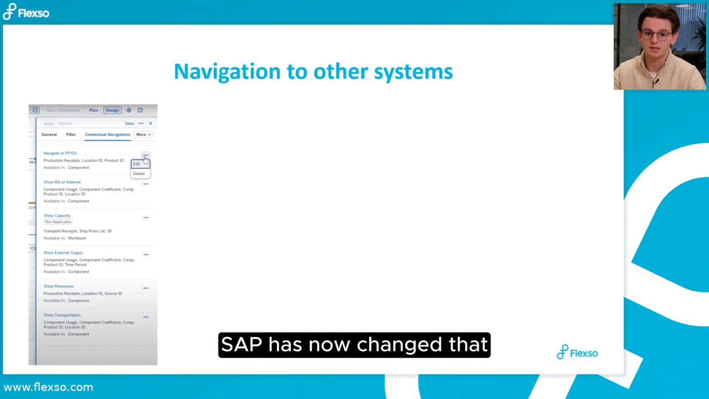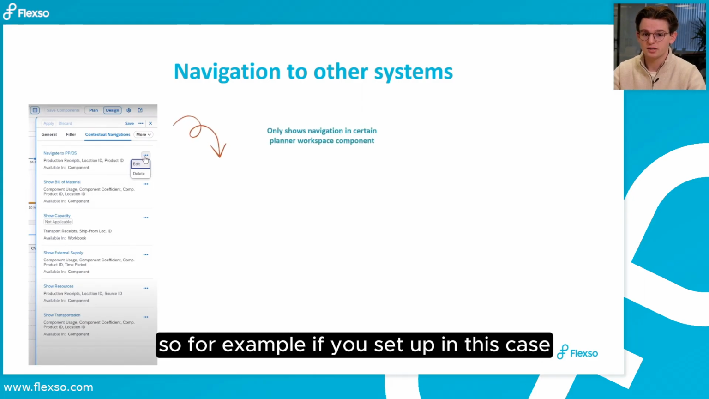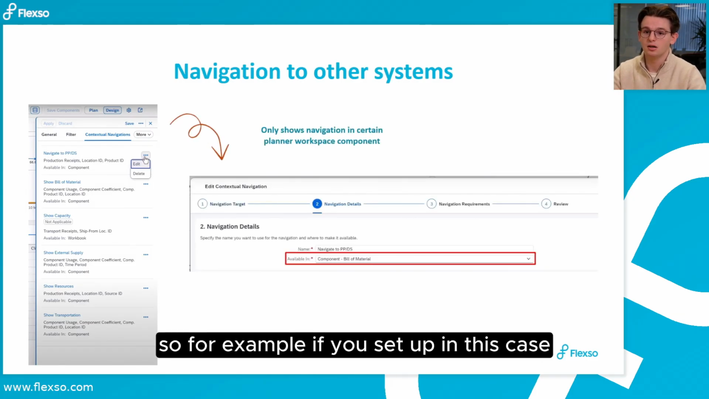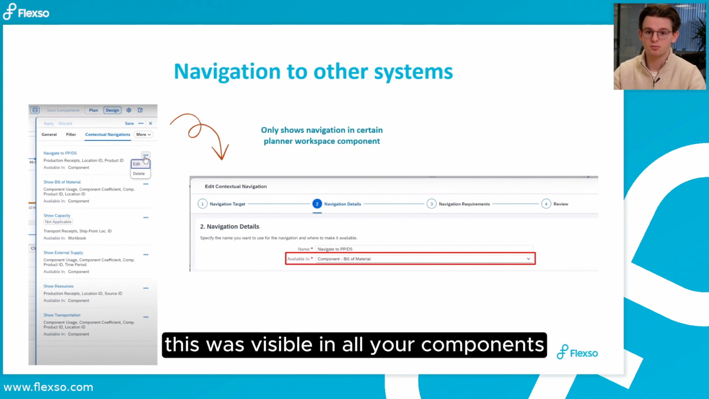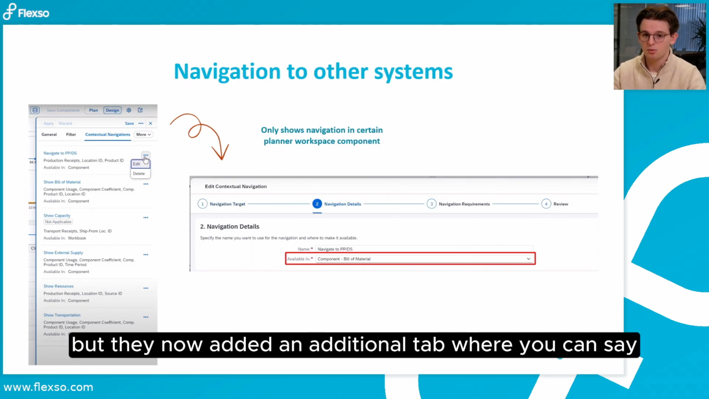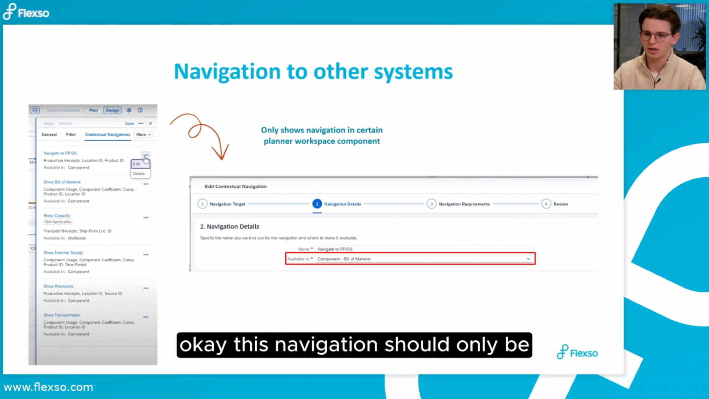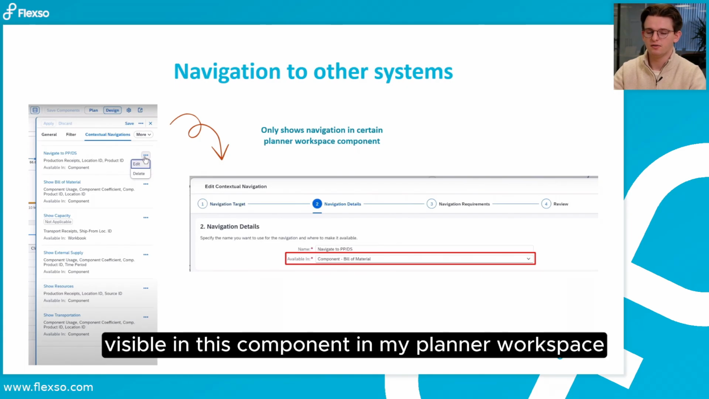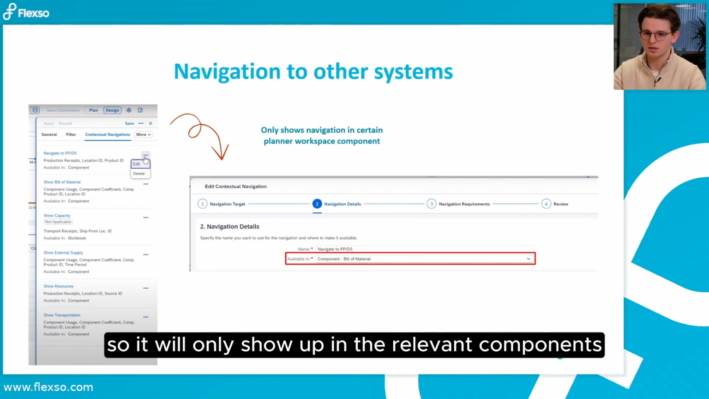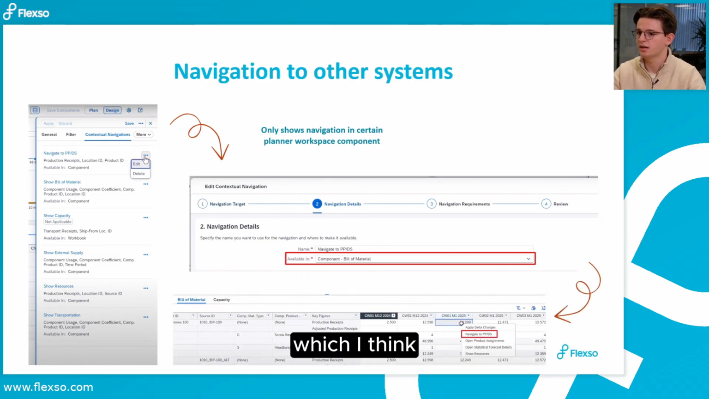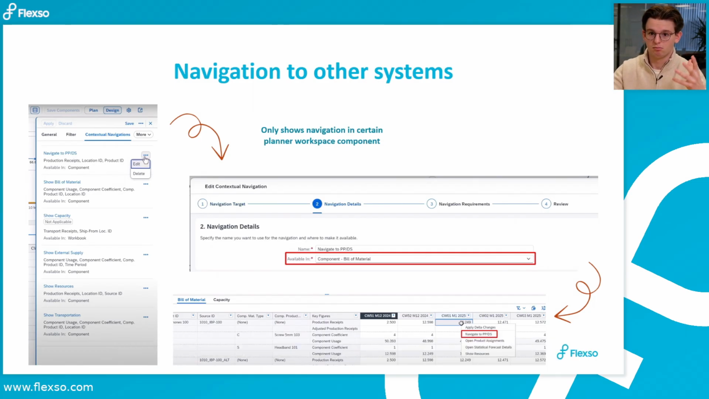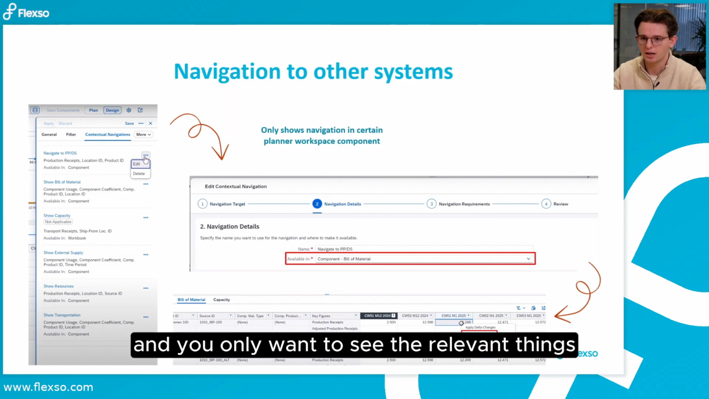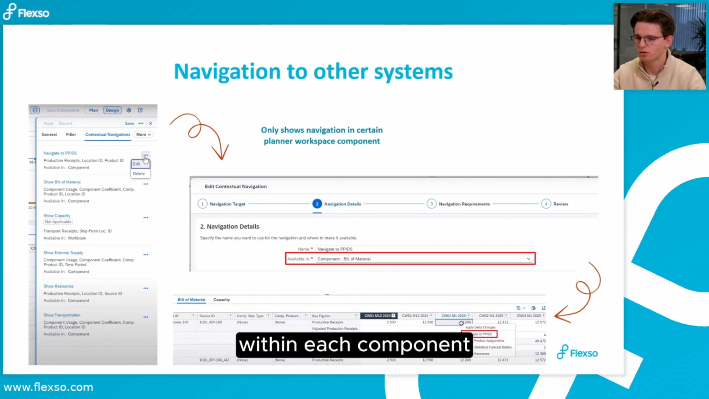SAP has now changed or enhanced that a bit as well. For example, if you set up a navigation to PPDS from IBP, this was visible in all your components in your planner workspace, but they now added an additional tab where you can say this navigation should only be visible in this component in my planner workspace, so it will only show up in the relevant components, which I think removes a bit of the clutter within your planner workspace because it can be quite full of data and you only want to see the relevant things within each component.